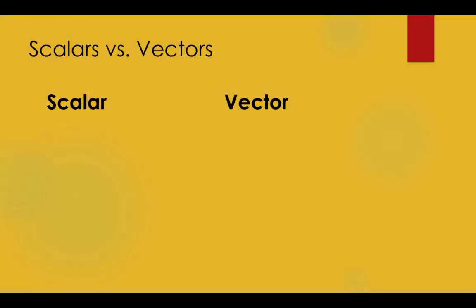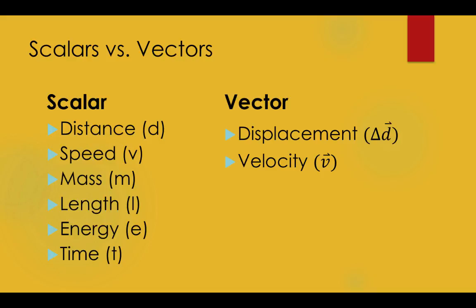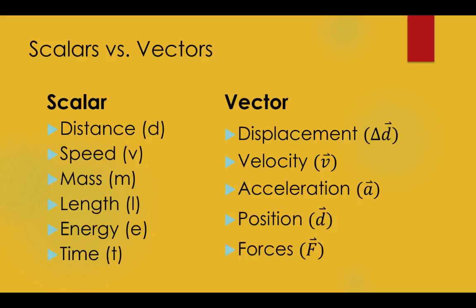Some examples of scalars are distance, speed, mass, length, energy, and time. For vectors: displacement, velocity, acceleration, position, and forces.